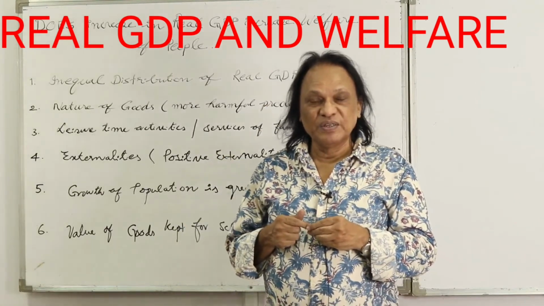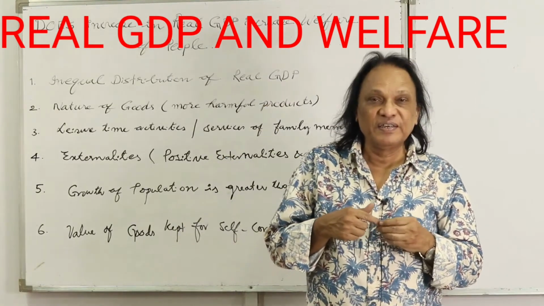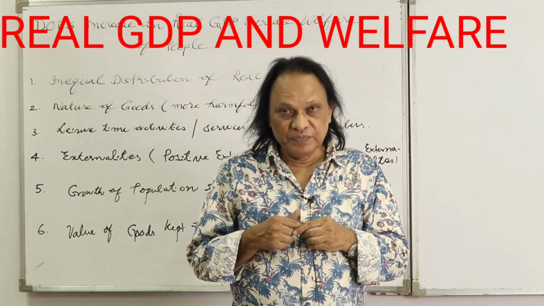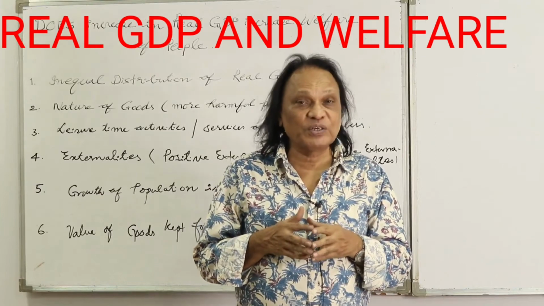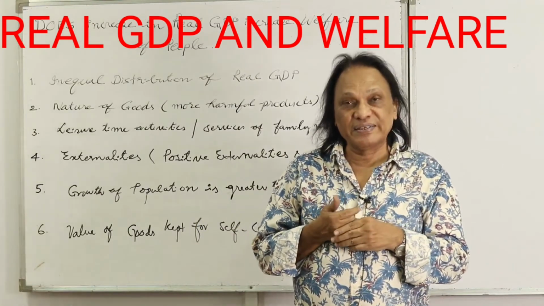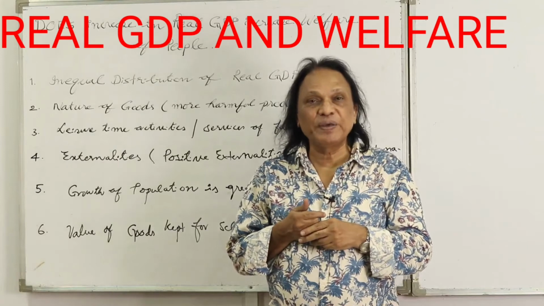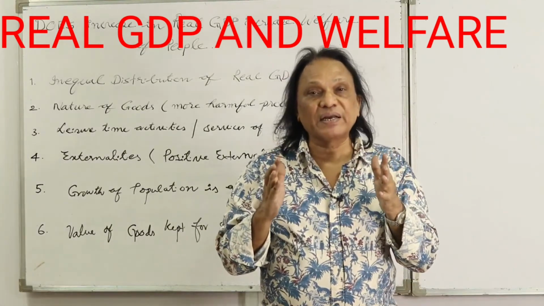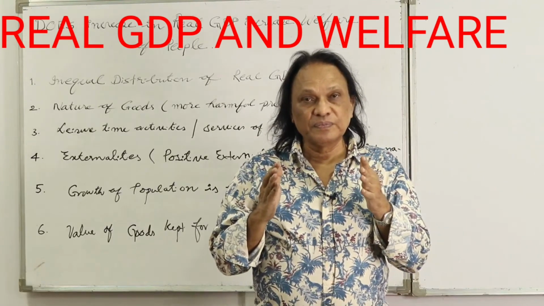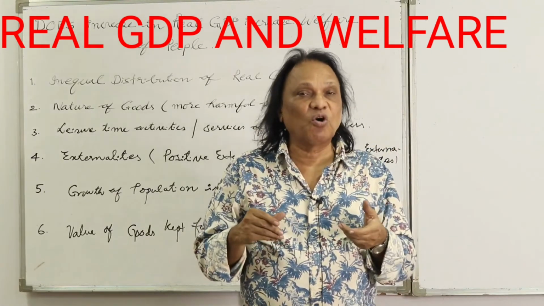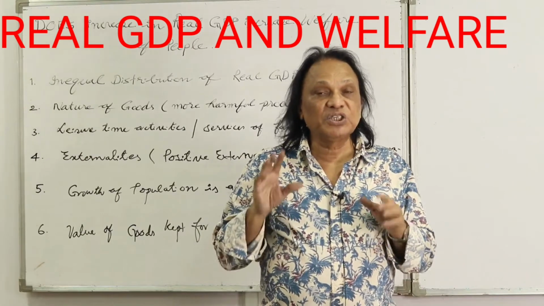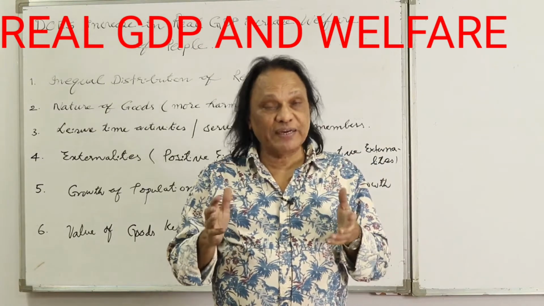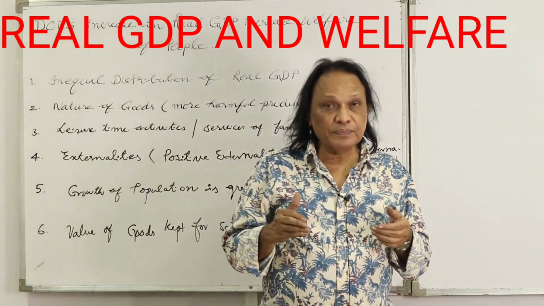Today we're continuing with nominal GDP and real GDP. Let's recall what you learned in the last class. Nominal GDP is also called GDP at current prices, and real GDP is called GDP at constant prices. How do we find out nominal GDP?